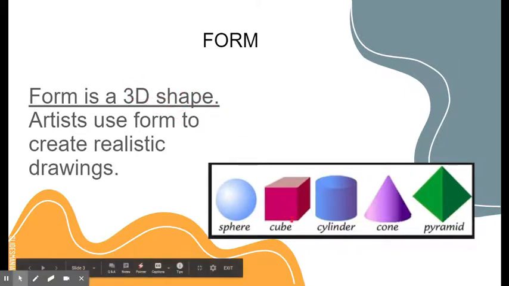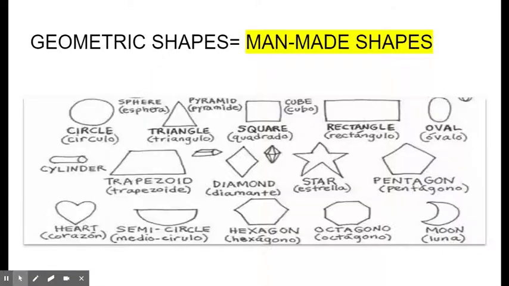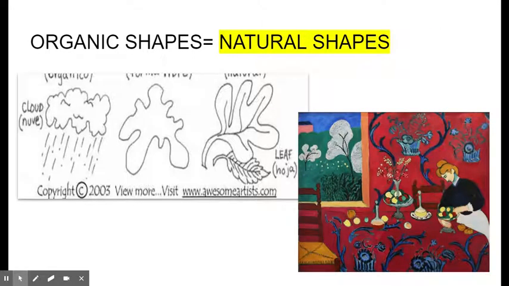A sphere is a form. A cube is a form. A cylinder is a form. Now, again, if they're shapes, you know we have two types of shapes. We have geometric, aka man-made shapes, and we have organic, natural shapes.